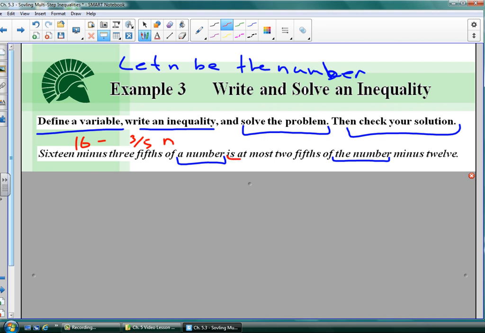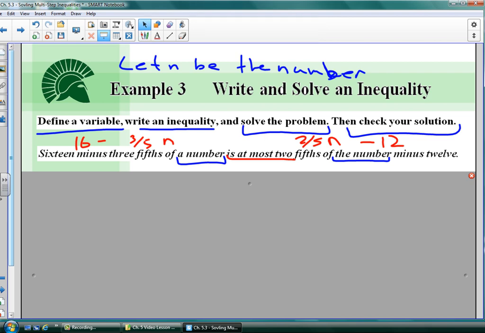So "is" is our statement that allows us to know that this is an inequality symbol that we're going to have to use here. And "at most" tells us the thing we're talking about has to be less than or equal to, because at most is a ceiling or a maximum, less than or equal to 2/5 of a number, of the number, so we're talking about the same number, so we're using n again, minus 12.